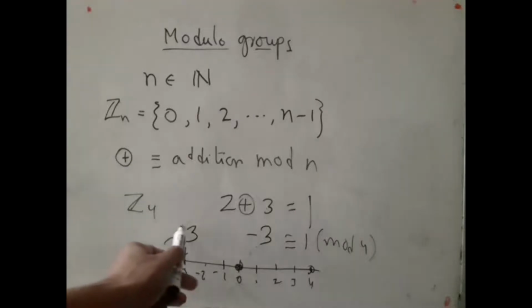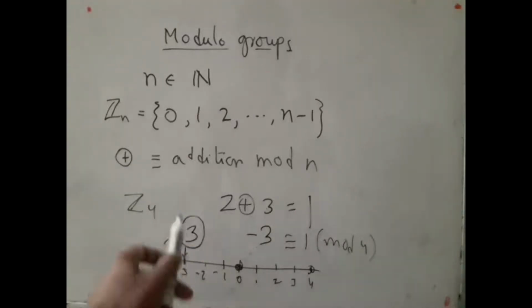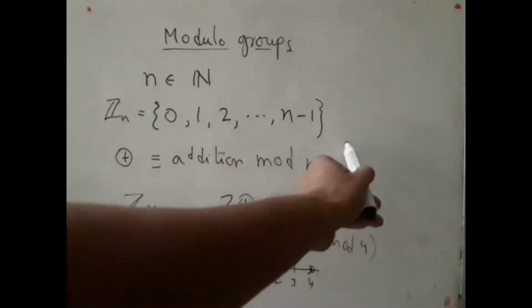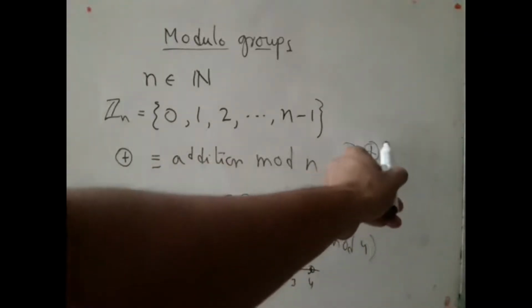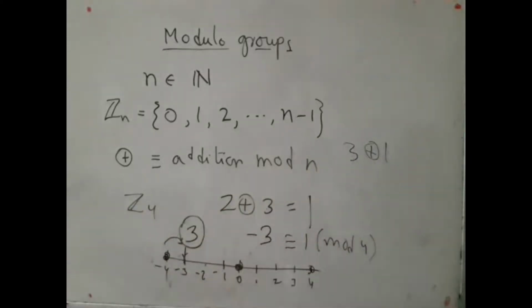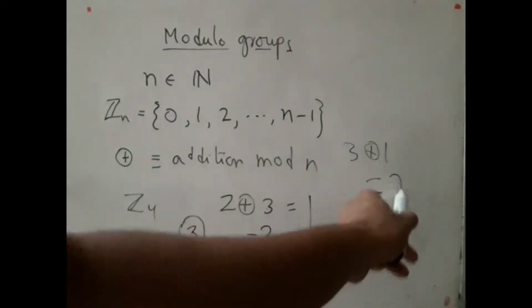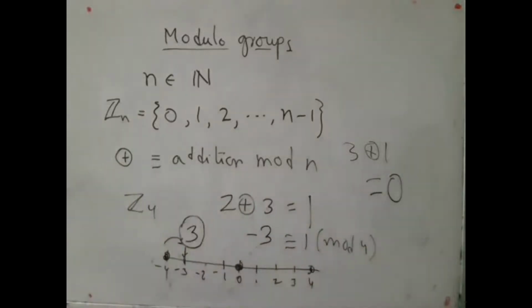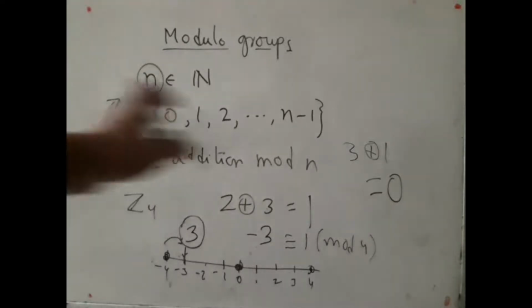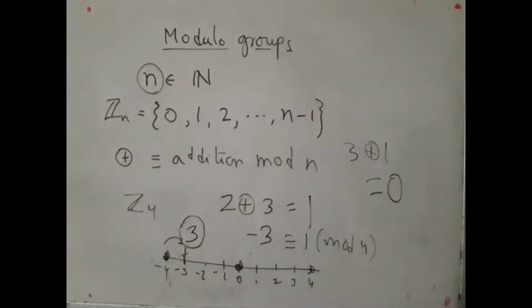So the additive inverse, the inverse of 3 will be 1. And you can easily check that 3 plus 1 is 4, divide 4 by 4, remainder is 0. So 3 plus 1 is 0, which is the identity element. So these modular groups are useful because for every size n, you have a modular group of that size. It's also an abelian group.